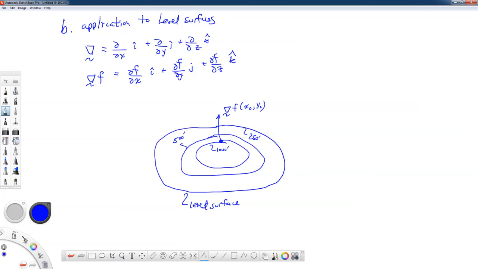So this might be the function, let me change colors here, f1 equal to c1, f2 equal to c2, and f3 of x and y equal to c3. And the c1, c2, and c3 would be things like the 1,000, 500, and 250 feet values. Now if we move along a level surface, by definition, df is equal to 0, because these represent values of constant elevation or what have you. So if I'm at this point and I move over to this point, my functional value hasn't changed, so my function hasn't changed, my df is 0.